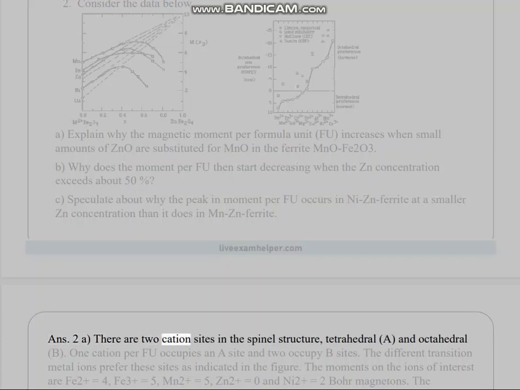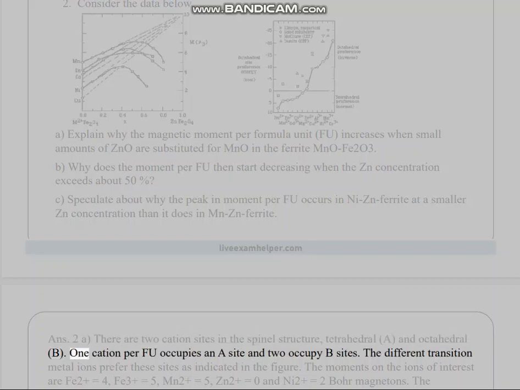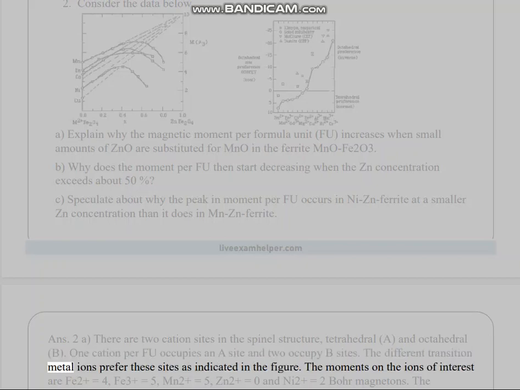Answer 2A. There are two cation sites in the spinel structure, tetrahedral A and octahedral B. One cation per FU occupies an A site and two occupy B sites. The different transition metal ions prefer these sites as indicated in the figure. The moments on the ions of interest are Fe2+ equals 4, Fe3+ equals 5, Mn2+ equals 5, Zn2+ equals 0, and Ni2+ equals 2 Bohr magnetons.